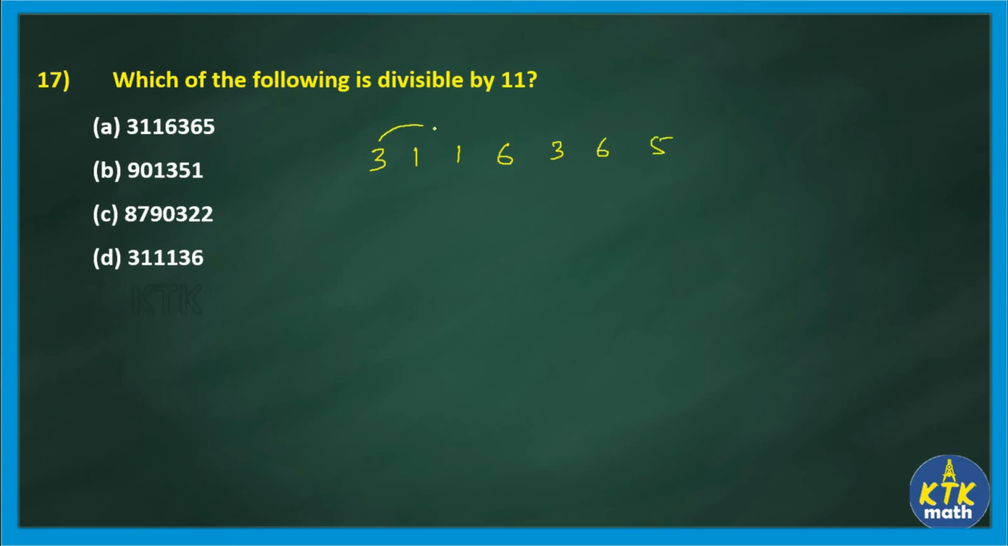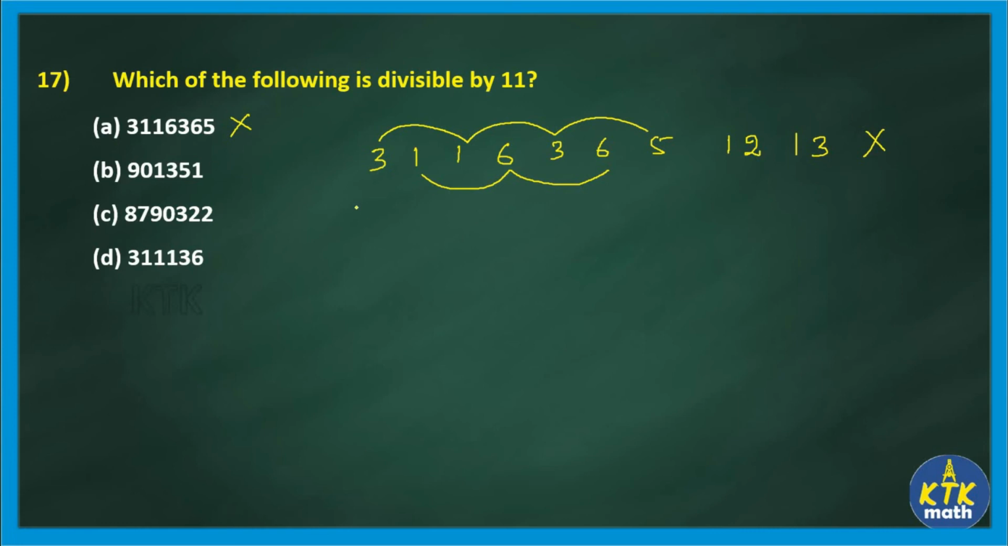So 3, 1, 3, 5. And then 1, 6, 6. Now you just add all the numbers: 3, 1, 4, 7, 12. And 6, 7, 7, 6, 13. So your difference is not 0. The difference you are going to get is either 0 or 11 or multiples of 11. That's the rule. So option A is not divisible by 11.